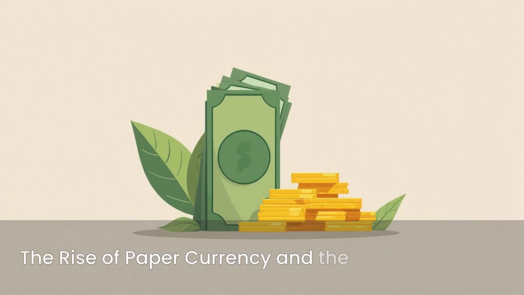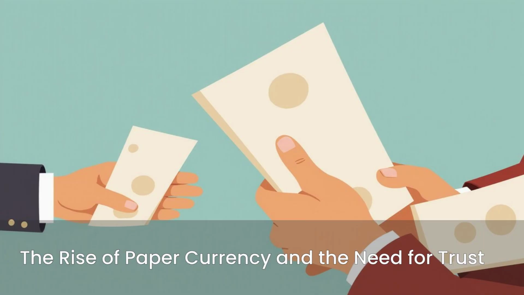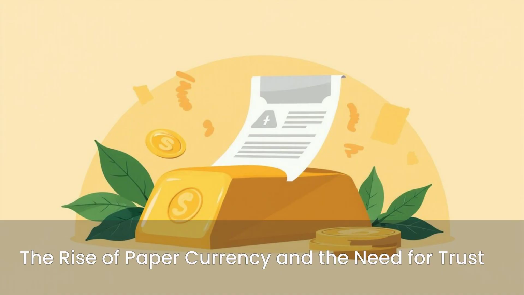Paper currency and banknotes eventually gained traction, promising convenience over carrying heavy coins. However, this introduced a new challenge. How could people be sure these paper promises were truly valuable? The gold standard emerged as a powerful solution, directly linking paper money to a physical asset that commanded inherent trust.